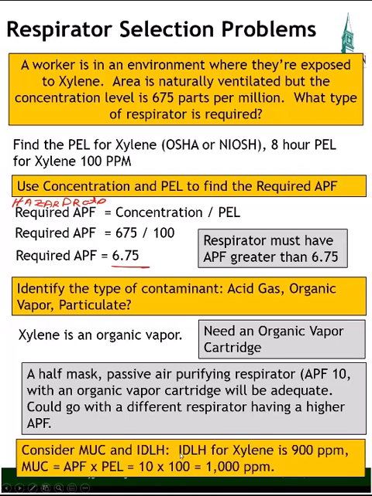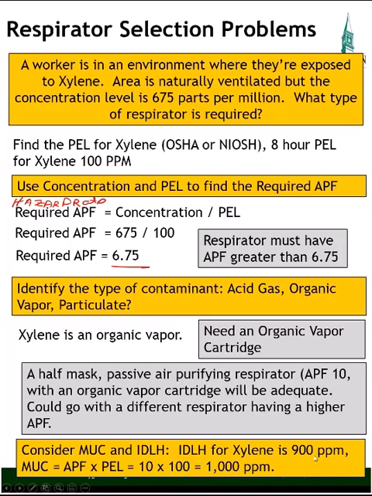Another thing that you need to consider is your maximum use concentration and the IDLH level. The IDLH for xylene is 900 parts per million. Now the MUC in this situation would be 1,000 parts per million. We have an APF of 10 and a PEL of 100. That gives us an MUC of 1,000 parts per million. But the IDLH is 900 parts per million.